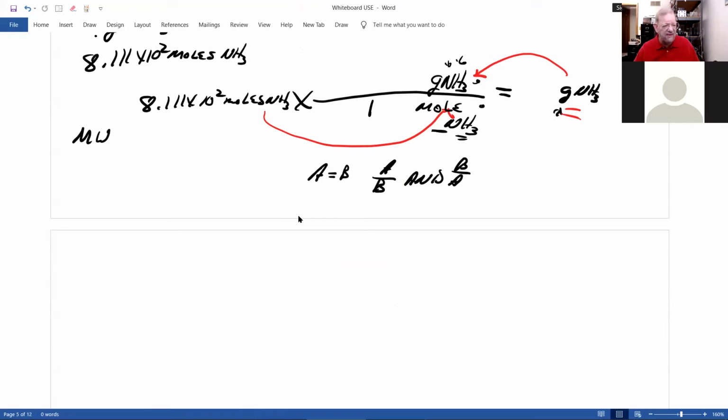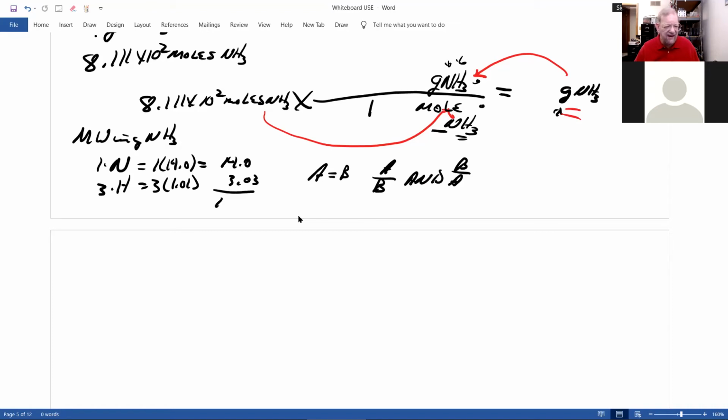The molecular weight in grams of ammonia is the sum of all atomic weights, 1 nitrogen and 3 hydrogens. If you look on the periodic table, this is 1 times 14.0 for nitrogen. You don't have to memorize this, but I know these by heart, so I use them a lot. Hydrogen is 3 times 1.00. 1 times 14.0, 3 times 1.01. Add that up.